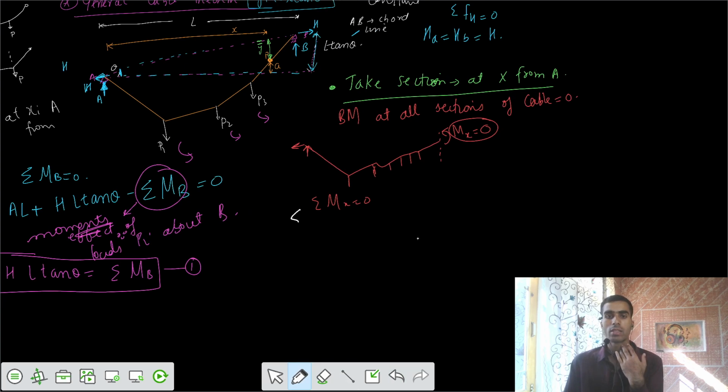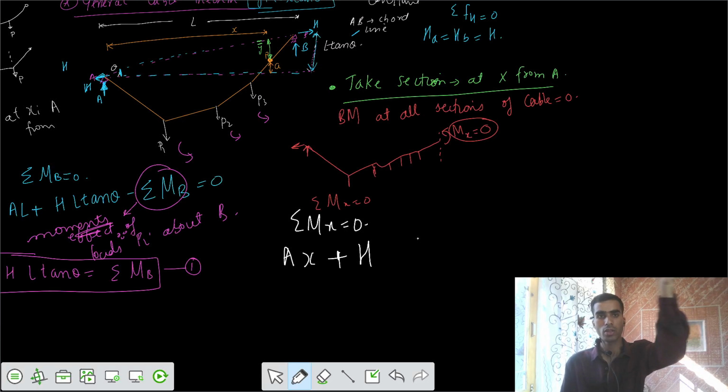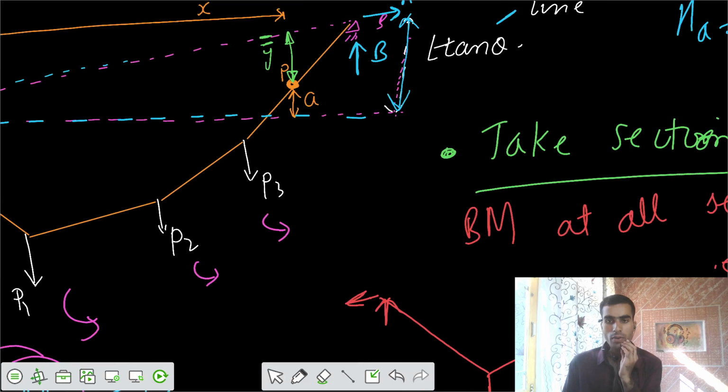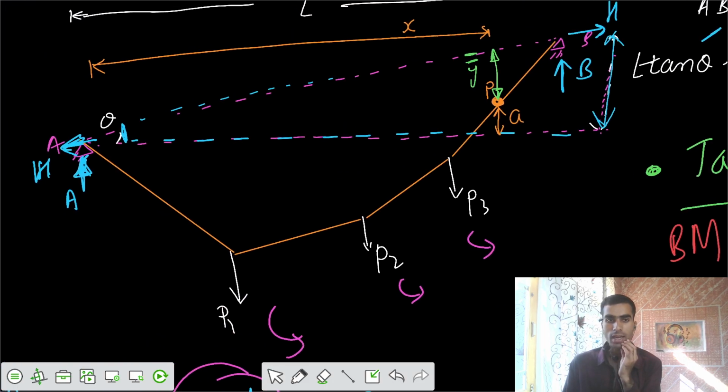Now, if I apply summation of moments at that section equals 0, I would say your reaction A into the length up to that section, A into X, clockwise about that section, clockwise positive. And similarly, your horizontal H into the vertical distance. It's vertical. We have to get the vertical displacement, the vertical distance.